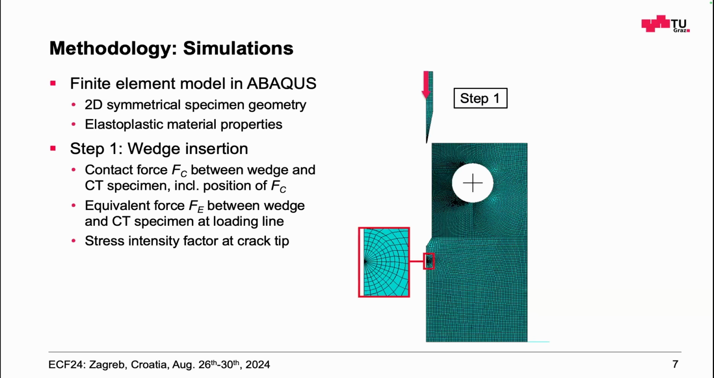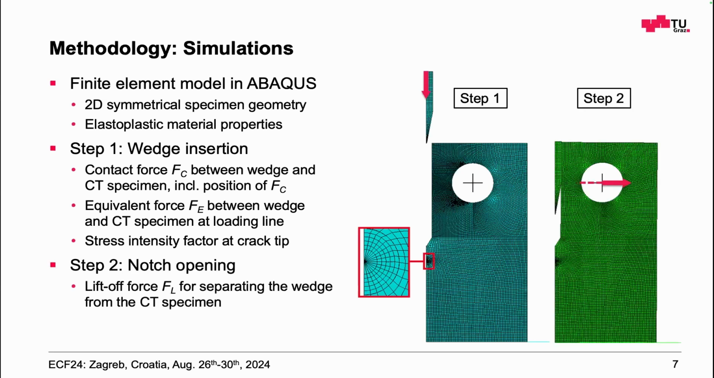Moreover, after the first step, you can calculate the stress intensity factor here at the crack tip. And in the second step, we open the wedge. With the opening, you can then determine the lift-off force. The ratio between the equivalent force and the lift-off force gives you this correction factor. If you would use a standardized sample, so the bigger one, as I said before, those forces would be almost equal. But in this case, with this compact sample, it's not the case. And therefore, we need this correction factor.